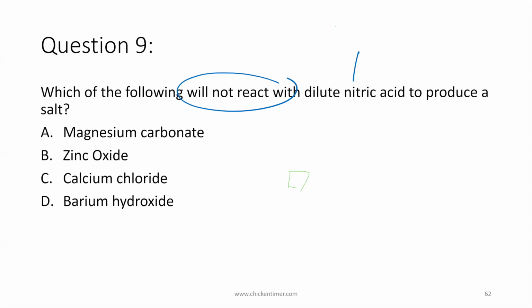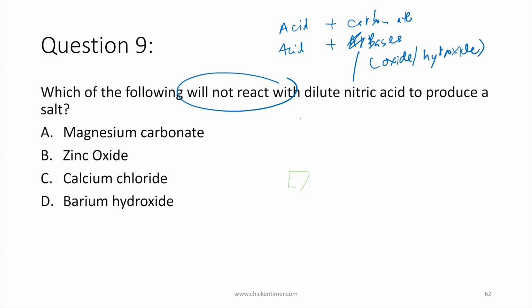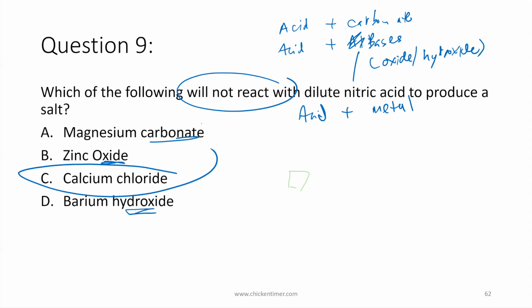So nitric acid reacts with carbonates. Acid reacts with bases. So bases means oxides and hydroxides. Then acid reacts with metals. Calcium chloride. Yeah, answer is this one. Because it will react with hydroxide, it will react with oxide, it will react with carbonate.